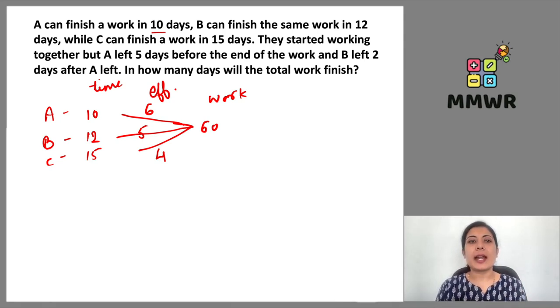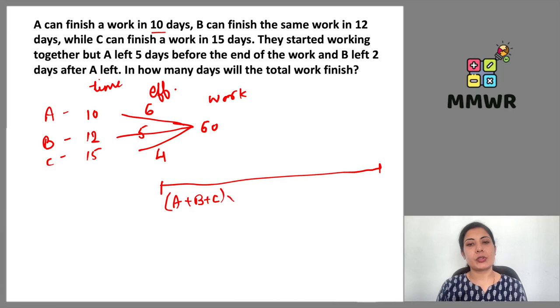Okay. They started working together. Now all three of them started working together and they worked for so long, but exactly for how many days they worked, that is missing here. So that we don't know. Let's consider X number of days. Then after that, A left 5 days before the end of the work.